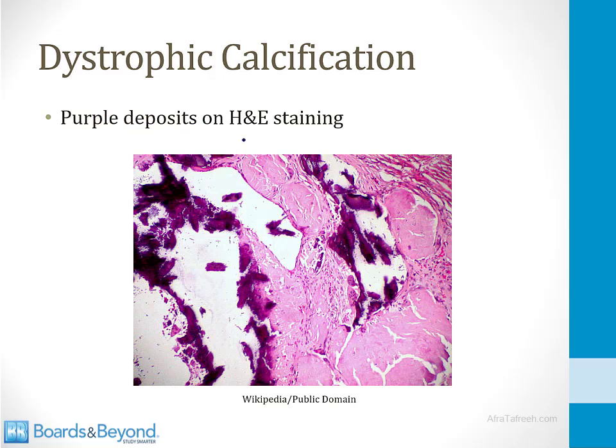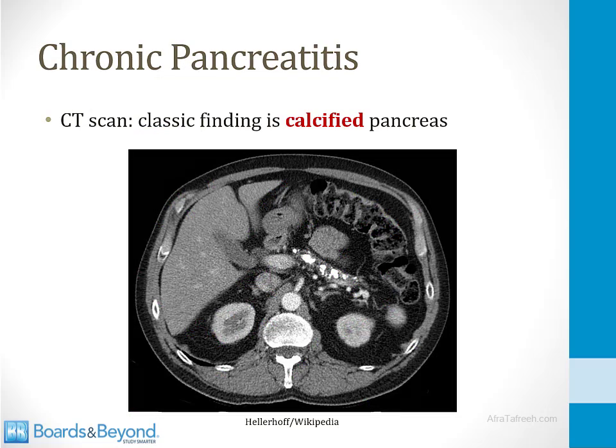On standard H&E staining, dystrophic calcification just looks like purple deposits. That's what calcium looks like, and this is an example of it shown on the screen here. In the next few slides, I'll go through a couple of clinical examples of dystrophic calcification.